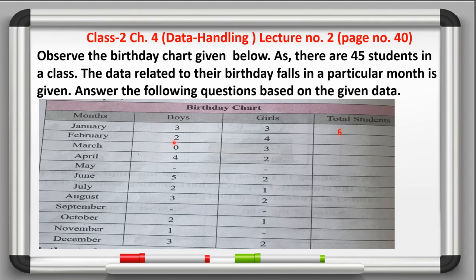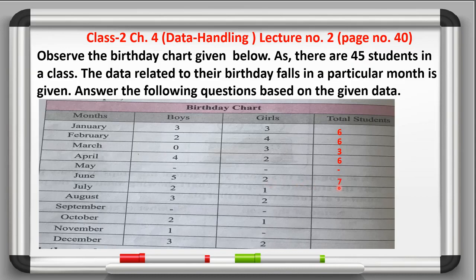Next, in February month, 2 plus 4, again 6, so here we will write 6. In March month, 0 plus 3, that is equal to 3, so here we will write 3. Now in April month, 4 plus 2, that is equal to 6. Okay, and in May month, no student is there because a dash is given, so here we will write dash or 0 you can write.